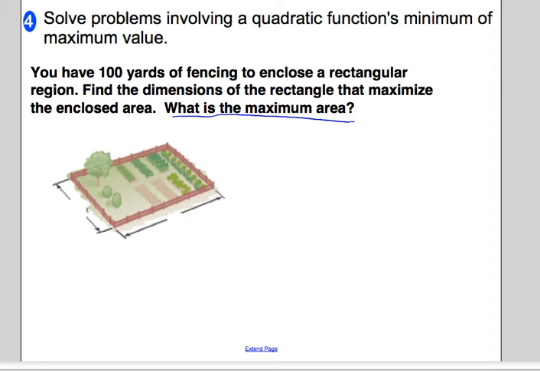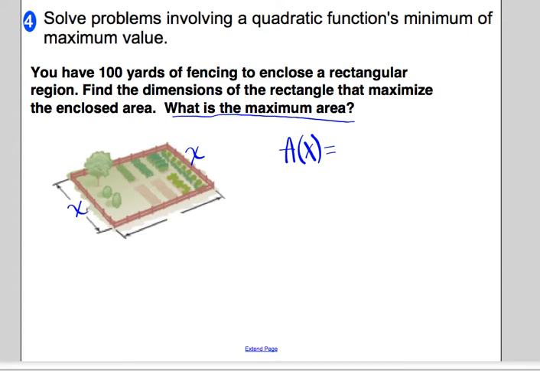Now, before I can find the maximum area, I need an equation for my area. I want to know how much my area is in terms of x. We'll just call it A of x, our function. We want an equation to represent area. So now we have to think about what we know. Let's go ahead and look at this picture. I'm going to call one side of this rectangle x. That makes the other side x as well, because they're equal. And we have 100 yards of fencing.